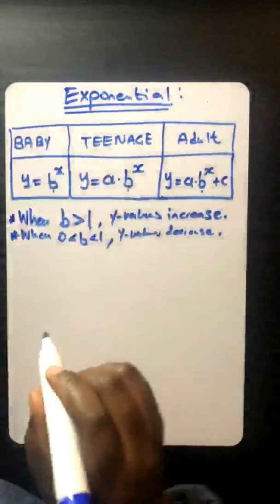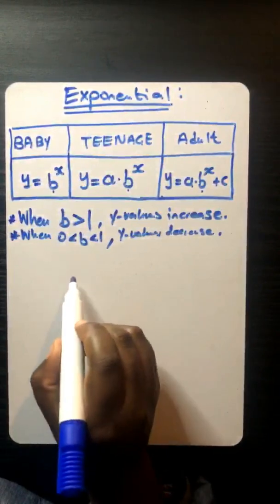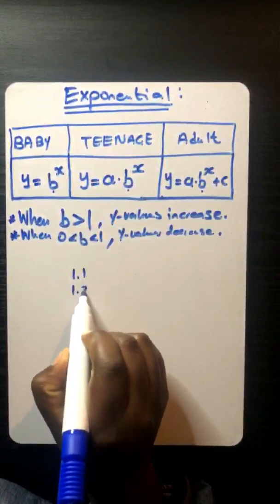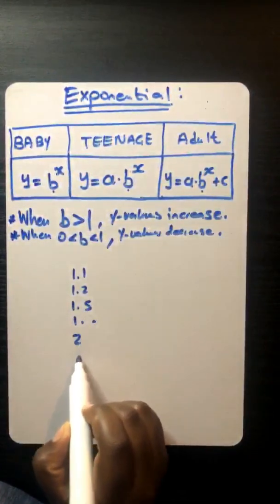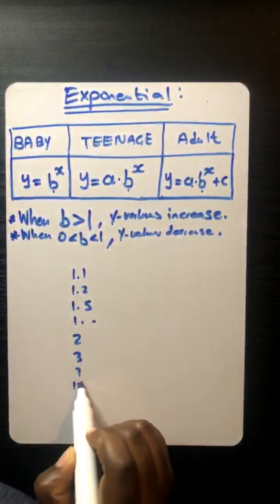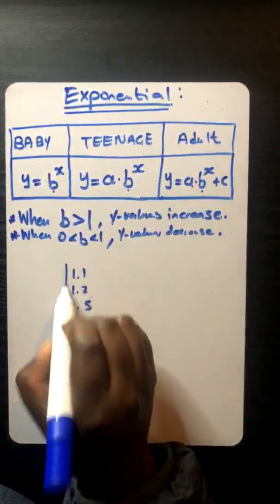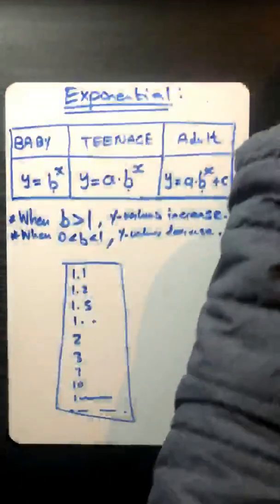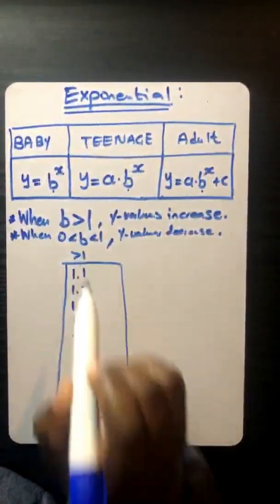So let's see. Remember, a b value being greater than 1 could be any number from 1.1, 1.2, 1.5, 1 point whatever, up to 2, 3, 7, 10, 1,000, a million, whatever. These are the values greater than 1.